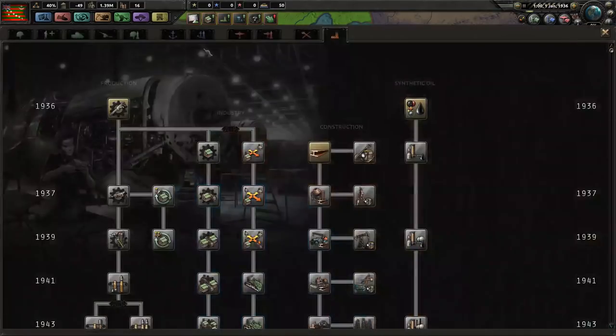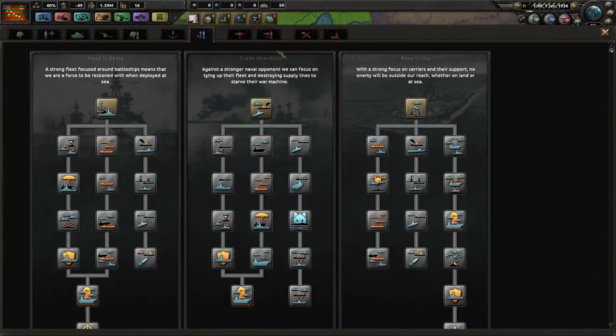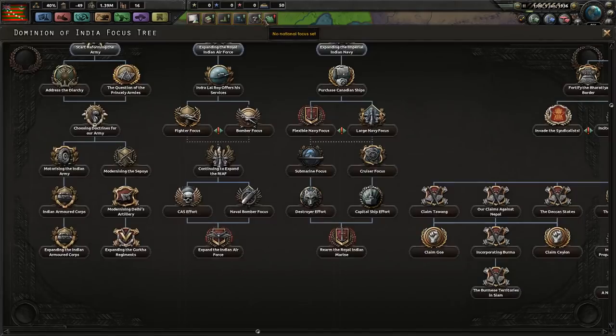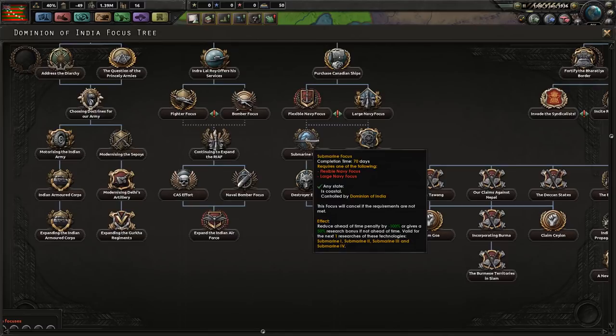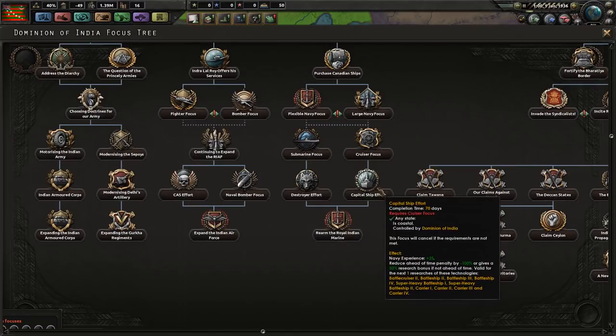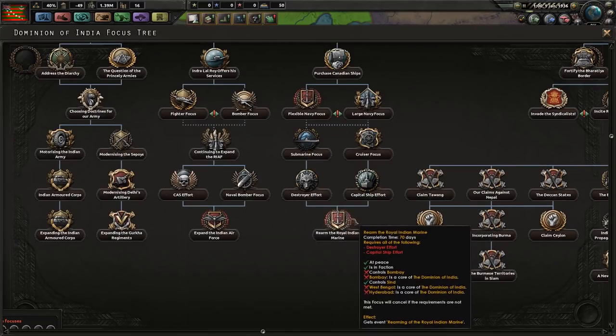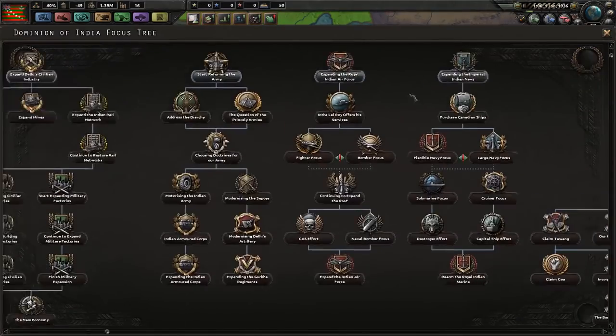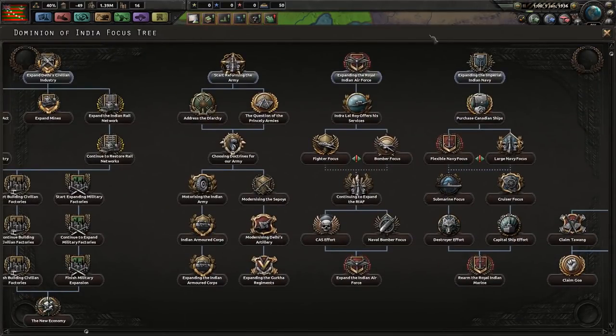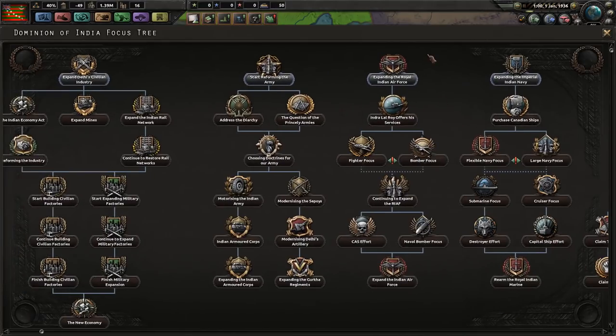So because of that, if you want to do base strike, might not be the country for you. But this is the only exclusive choice you have to make. After that, you can work on your submarines, your cruisers, your capital ships, your destroyers, and then eventually you could rearm the Royal Indian Marine. I'm not going to talk about this because this is a very late game sort of thing. So, pretty cut and dry naval tree.